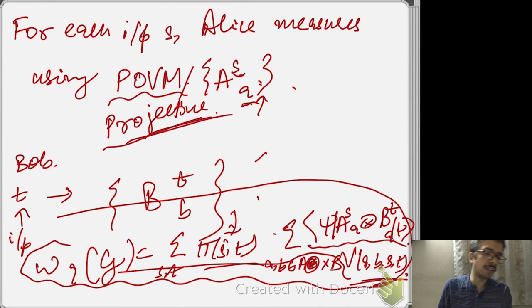In the next lecture, I first plan to show that the quantum strategy which we have discussed for CHSH is actually optimal. And if time permits, I'll also start the magic square game.